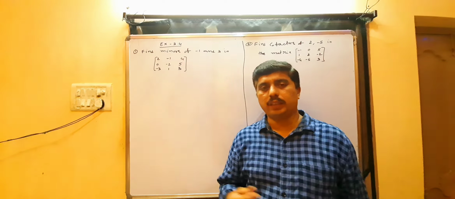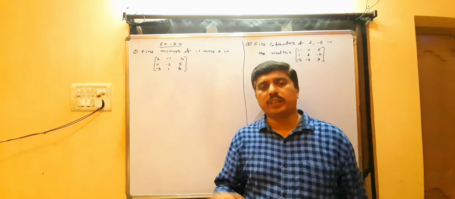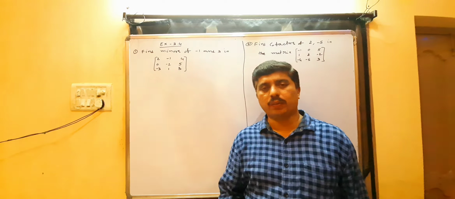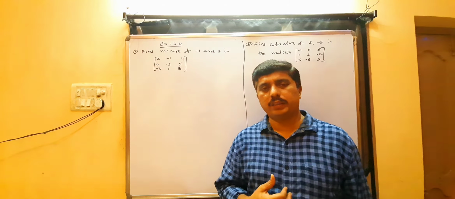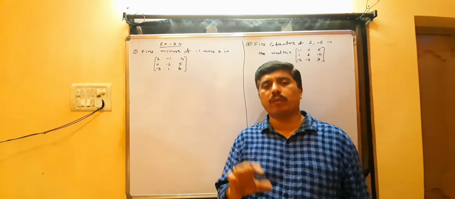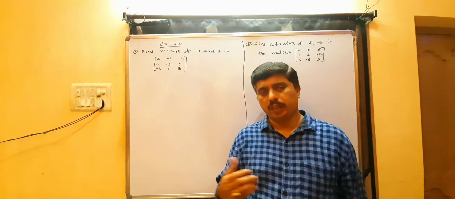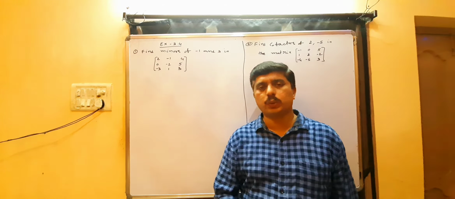Today we are going to discuss minor, cofactor and determinant based on some problems. Next, characteristic equations. Next, some definitions: singular matrix, non-singular matrix, Hermitian matrix, skew-Hermitian matrix, and the transpose of the conjugate matrix. What is a conjugate and what is the transpose of the conjugate? Those definitions we'll discuss today.